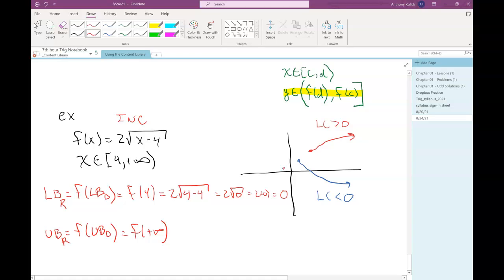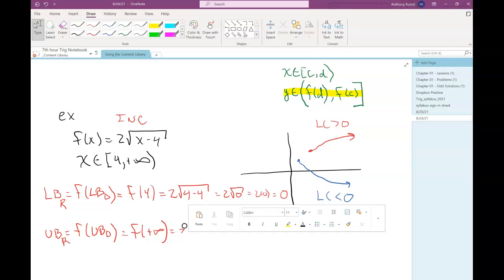Good with that? The other one is going to be a little bit weird, but it's going to be okay. We're going to have to use a little bit of common sense because, like, what am I doing here? I'm plugging in an infinity or something.